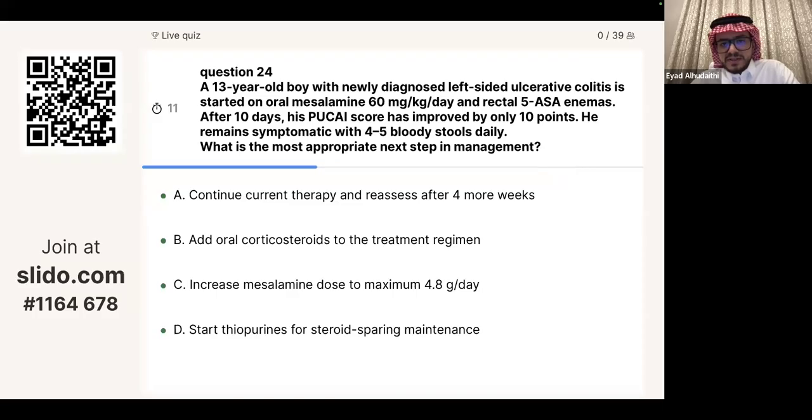Continue current therapy and reassess after 4 weeks. Add oral corticosteroid. Increase mesalamine dose to 4.8, which is the maximum. Start thiopurine for steroid-sparing maintenance.